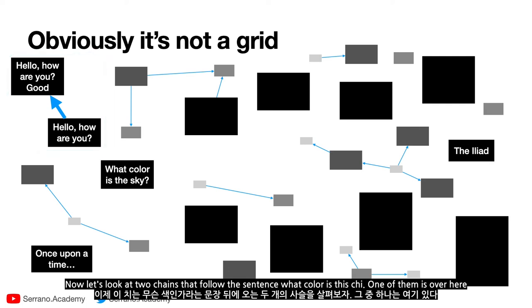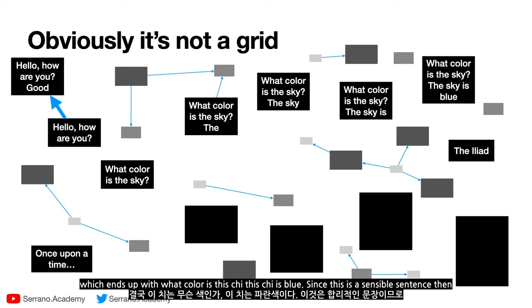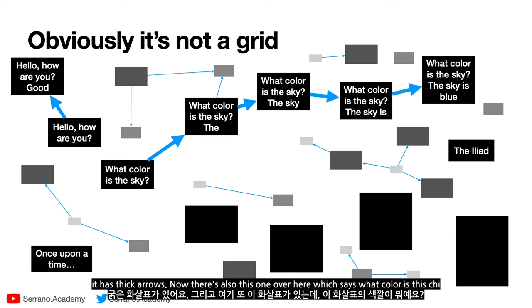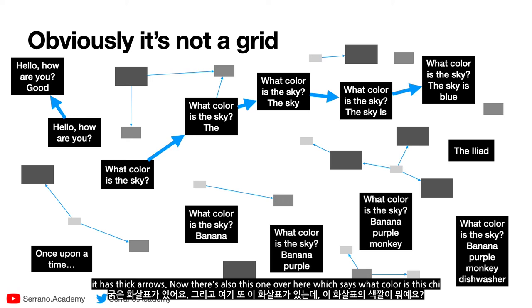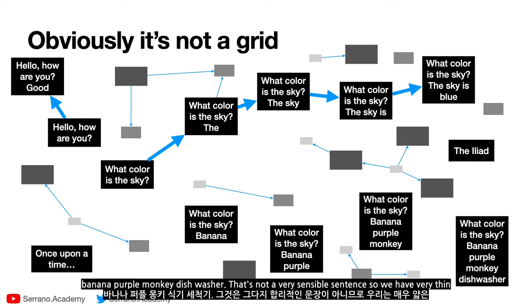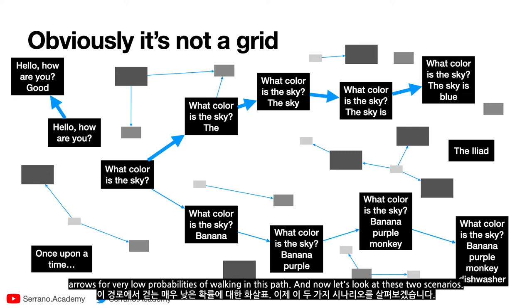Now let's look at 2 chains that follow the sentence, "What color is the sky?" One of them is over here, which ends up with "What color is the sky? The sky is blue." Since this is a sensible sentence, it has thick arrows. Now, there's also this one over here, which says, "What color is the sky? Banana, purple monkey, dishwasher." That's not a very sensible sentence, so we have very thin arrows for very low probabilities of walking in this path.